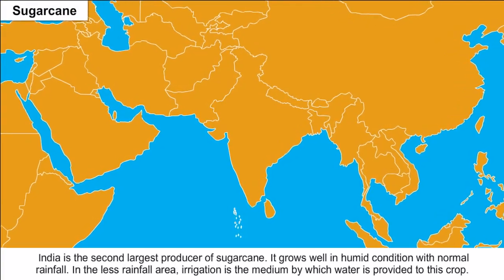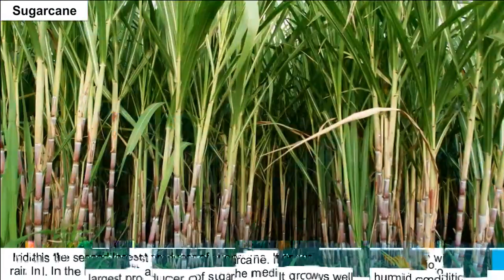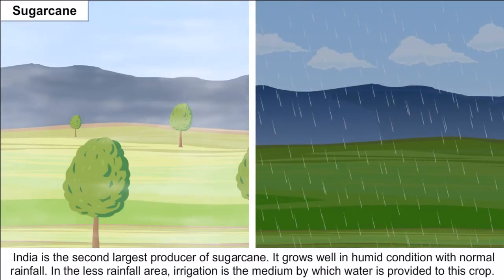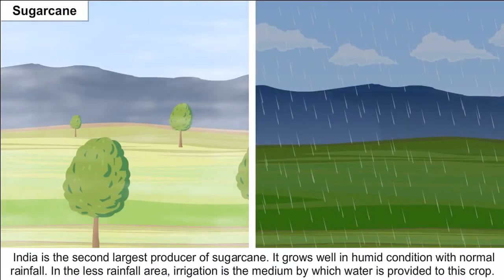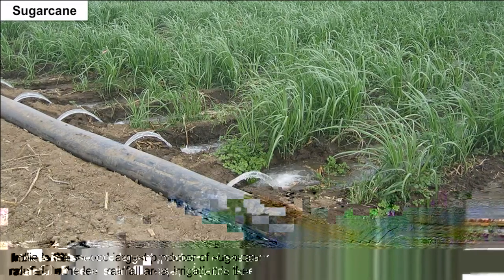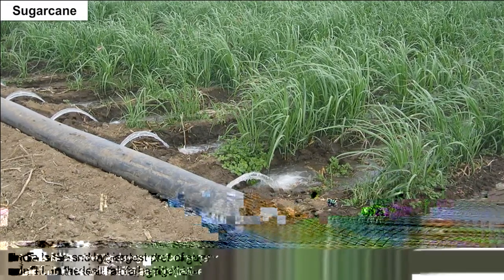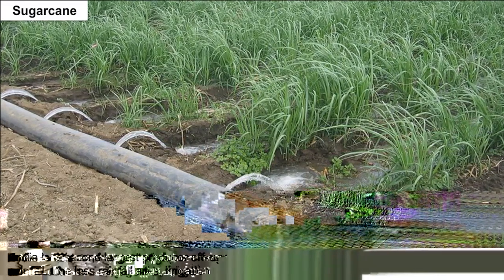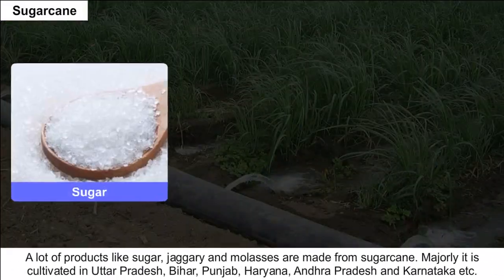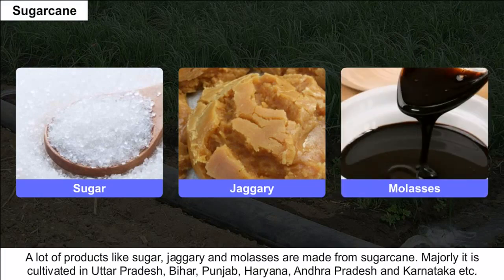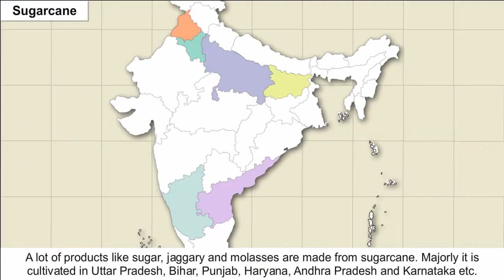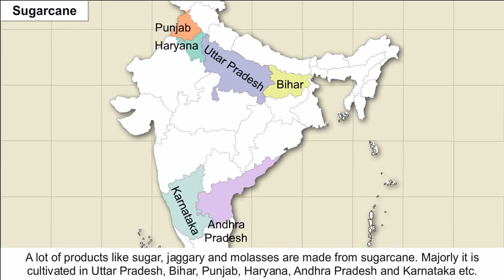Sugarcane. India is the second largest producer of sugarcane. It grows well in humid condition with normal rainfall. In the less rainfall area, irrigation is the medium by which water is provided to this crop. A lot of products like sugar, jaggery and molasses are made from sugarcane. Majorly it is cultivated in Uttar Pradesh, Bihar, Punjab, Haryana, Andhra Pradesh and Karnataka, etc.